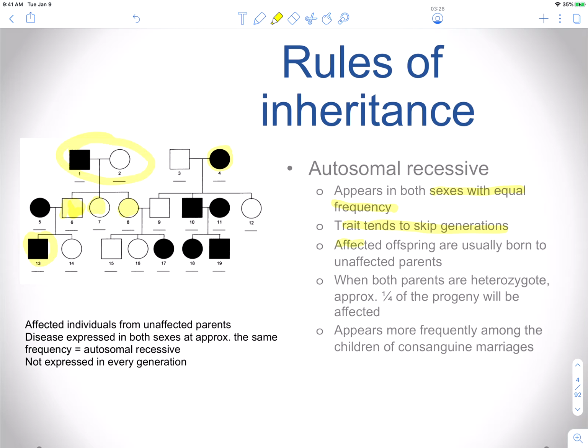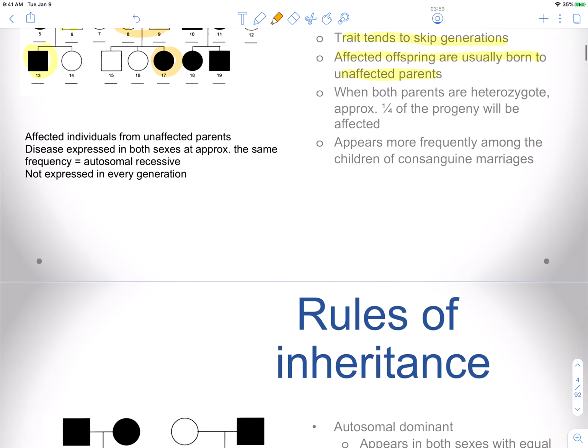That is common with autosomal recessive as well. In addition, affected offspring are usually born to unaffected parents. If you look at these two parents here, they are both unaffected, and they have an affected offspring. When both parents of an autosomal recessive trait are heterozygotes, approximately 1/4 of all progeny will be affected, and it appears more frequently among children of consanguine marriages. Consanguine means closely related marriages. We'll talk more about that a little later in the lecture.